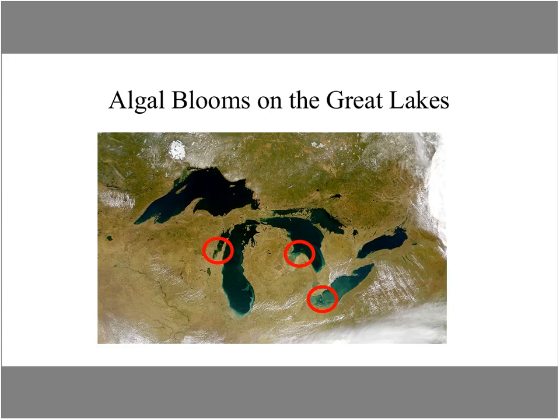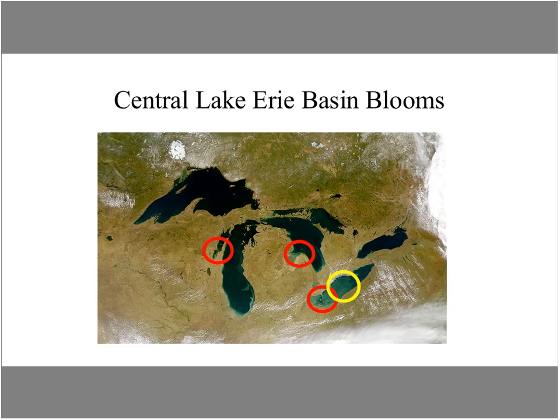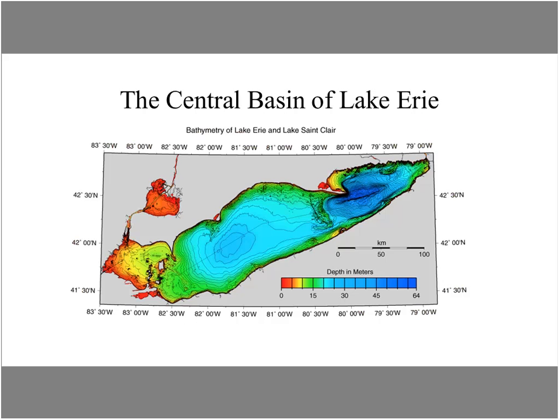So, algal blooms on the Great Lakes. Here in the red circles are the western basin of Lake Erie. This is Green Bay, and this is Saginaw Bay. My research is on the central basin of Lake Erie, so that is this yellow area right here. This is another map of the central basin. It's about 30 meters at its deepest, and it can range from 15 to 30 meters.